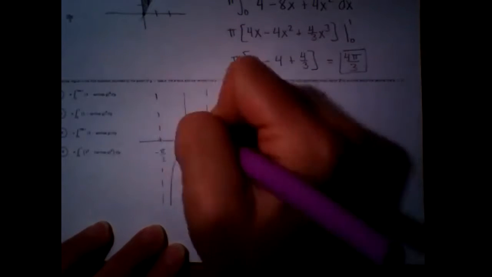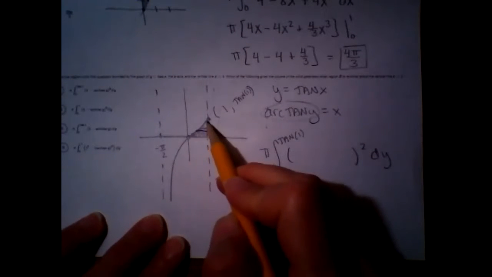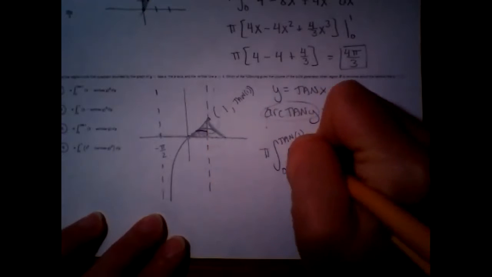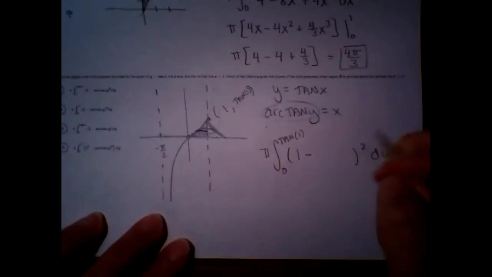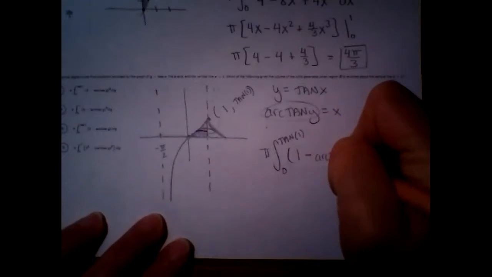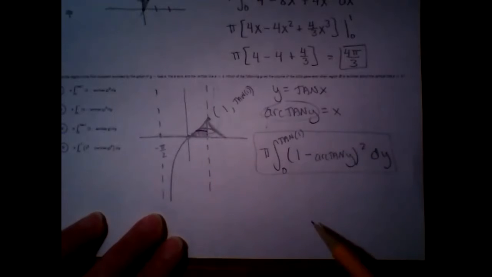And then our radius is right graph minus left graph. Right graph minus left graph. So the right graph is 1 minus the left graph, which is our arctangent of y. And then that's it. They just had you set that up. You could type that in your calculator and get an answer for the volume, but that's all they asked us to do.